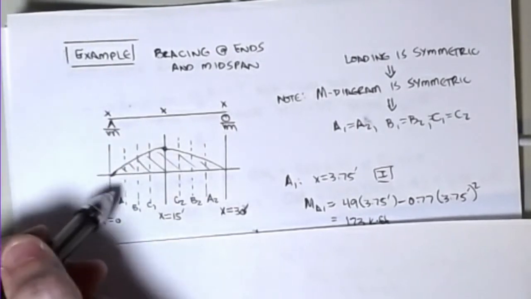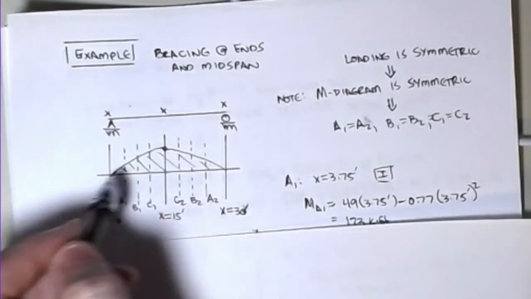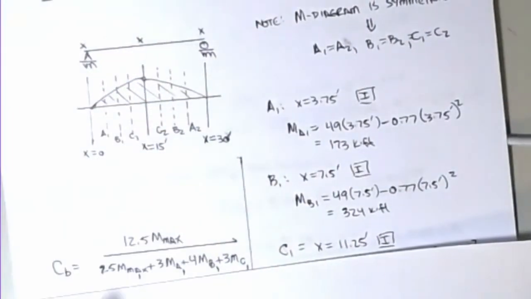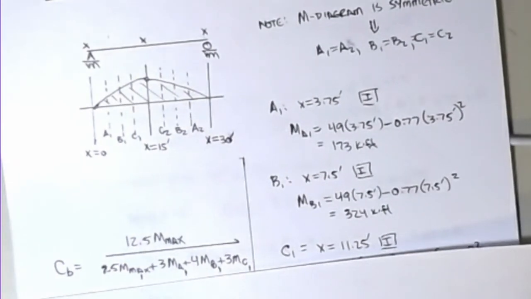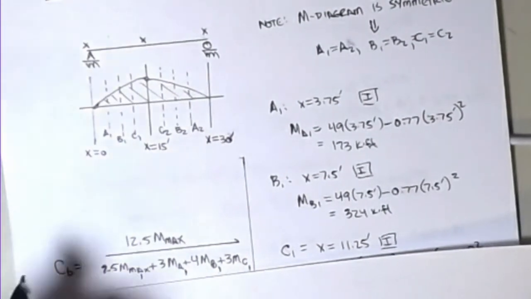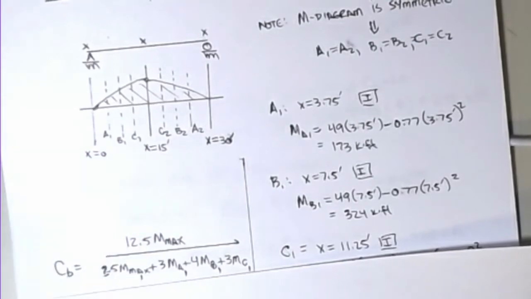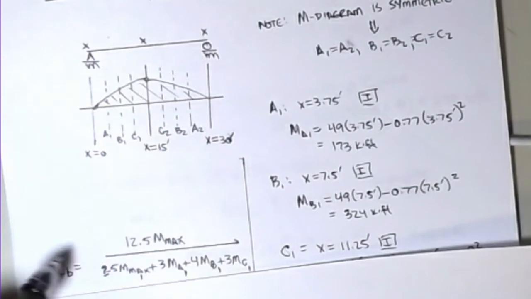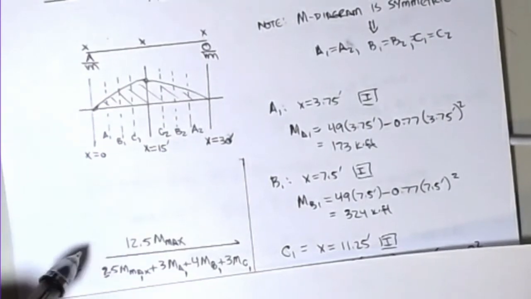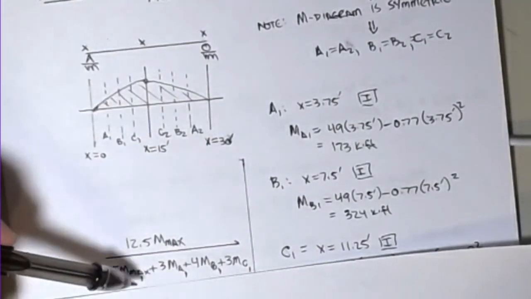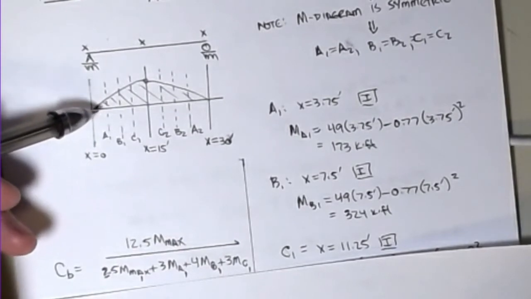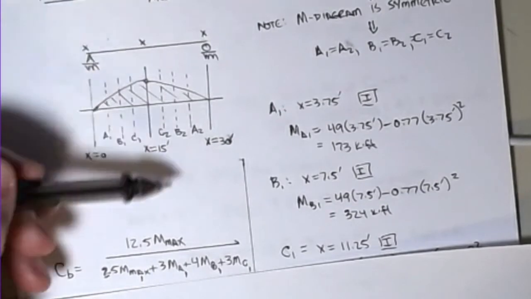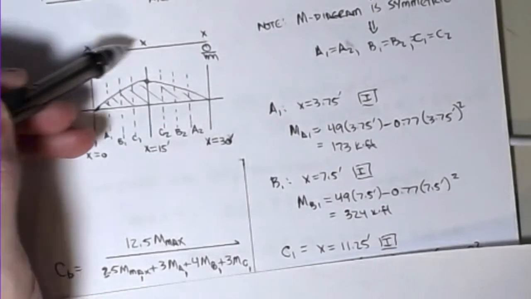If you remember, when we calculate Cb, I had to look at the quarter points. We had that basic big equation that looks something like this: 12.5 Mmax over 2.5 Mmax plus 3 MA plus 4 MB plus 3 MC. That's the equation we talked about last time. Remember, A, B, and C all correspond to the quarter points that exist between a set of bracing.